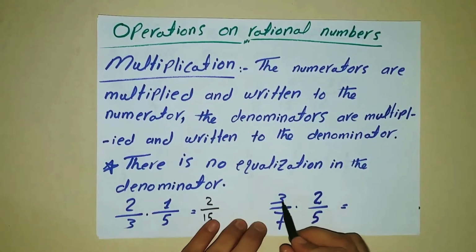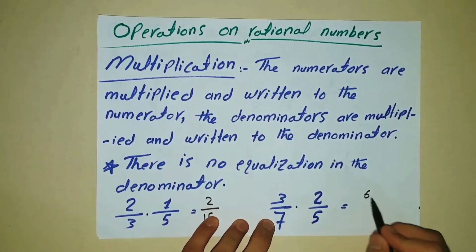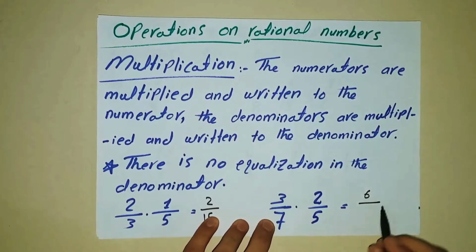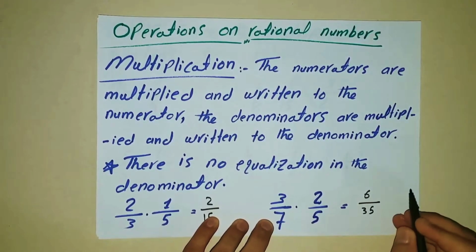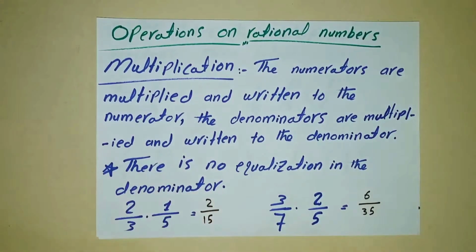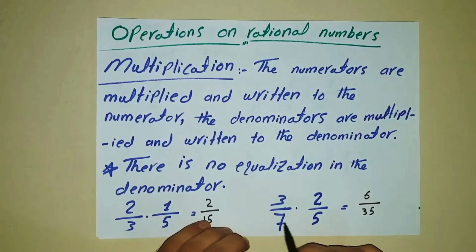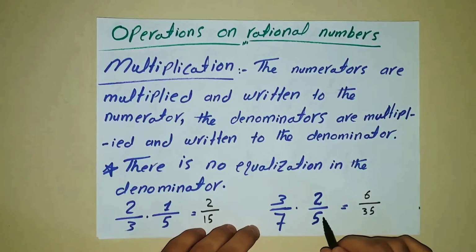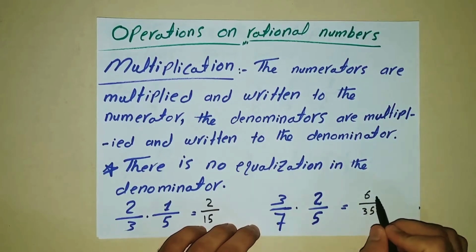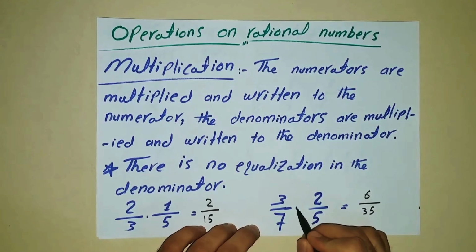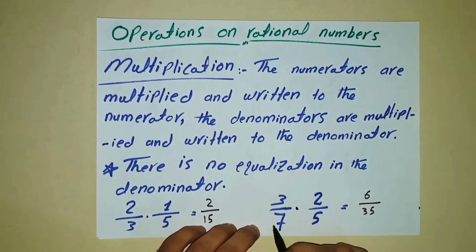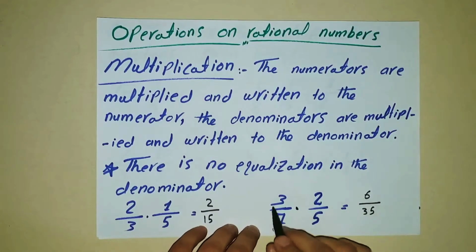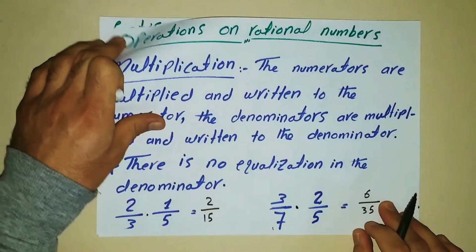That is in addition. In multiplication, we are going to multiply them directly. Like in this question, 3 multiplied by 2 is 6, 7 multiplied by 5 is 35. So in multiplication we are going to multiply them directly, denominator with denominator, numerator with numerator. In addition we are going to make the denominators equal, but in multiplication we are not going to do that. We are going to multiply them directly.